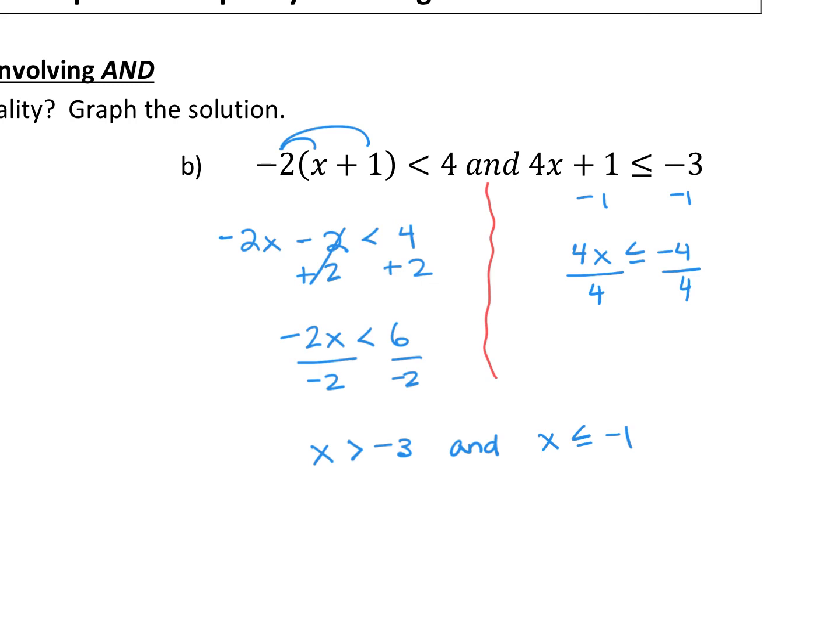So let's see what that looks like on a number line. Let's see, we need a circle at negative 3. Here's negative 2. We need a circle at negative 1. I like to throw 0 in there. All right, x is greater than negative 3. So open circle at negative 3. For x to be greater than negative 3, we're going to shade to the right.